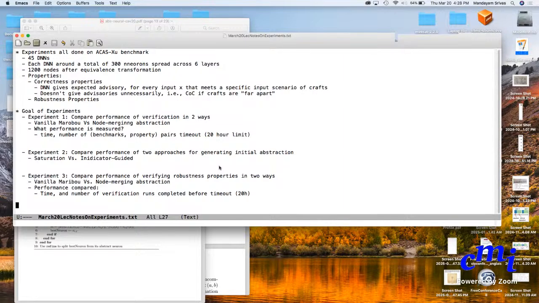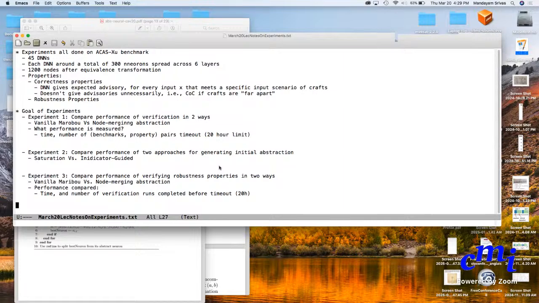They measured the time and the number of instances where one of the approaches timed out. They gave a timeout. They ran the verification for up to 20 hours on each instance of the input benchmark. And they also measured how many among those that they ran the experiment on timed out, for each of the two things that they were comparing.